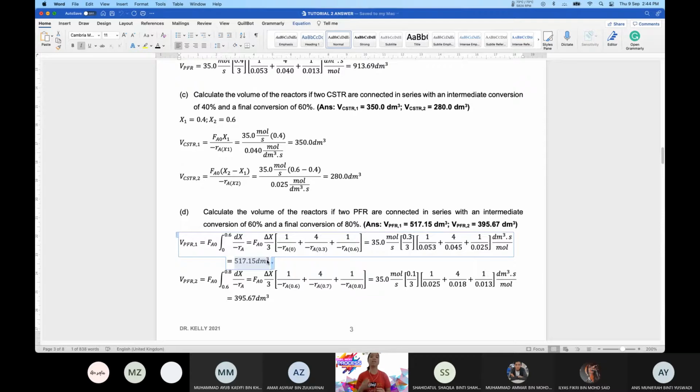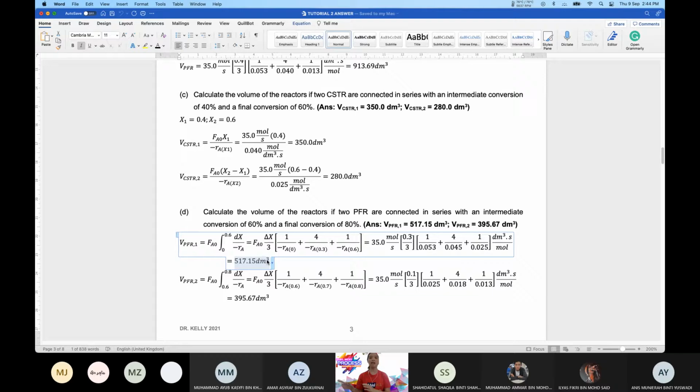meaning to say for you to have a PFR in series, the first PFR has to be at least 517.15 dm cube in order for you to have the intermediate conversion of 60% in the very first reactor.